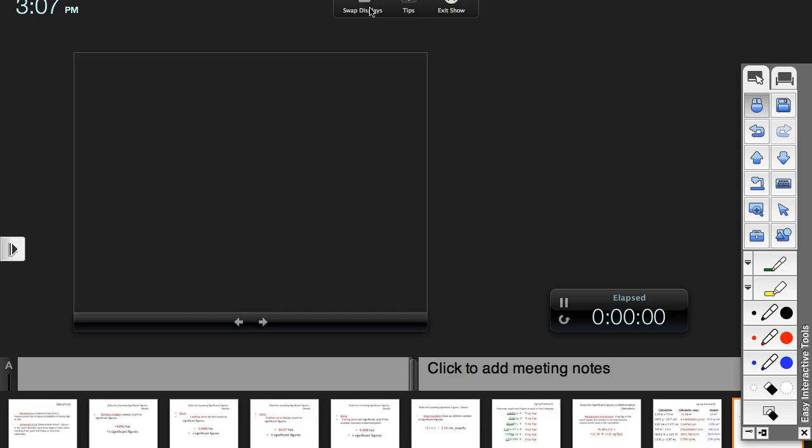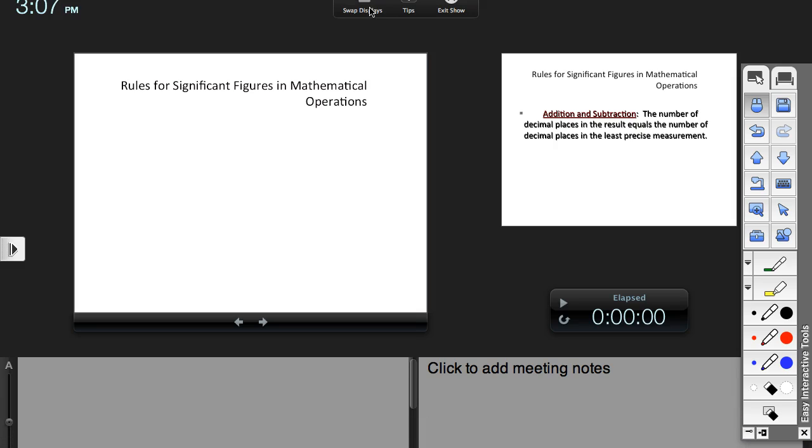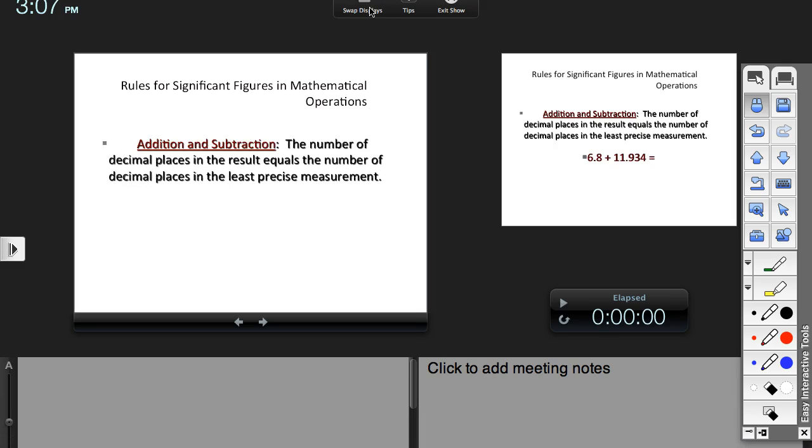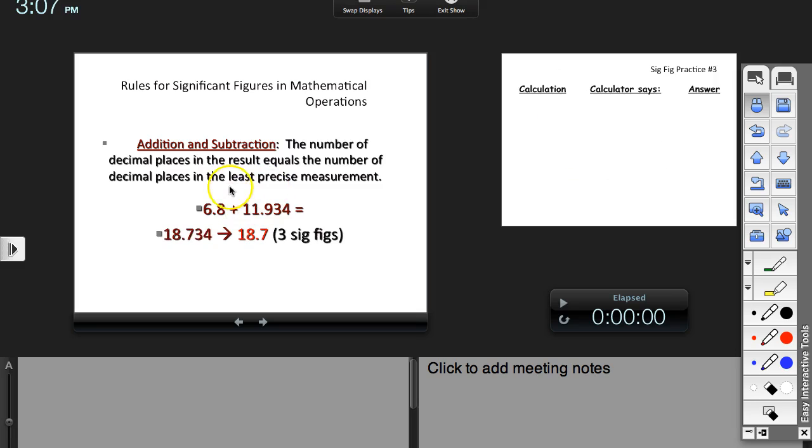All right, so with addition and subtraction, it's a different rule. And so you're going to go with the decimal places that has the same as the one with the fewest. So if I'm looking at my two numbers, I have one decimal place in 6.8. I have three decimal places in 11.934. Okay, I can only have one decimal place in my answer. So you're going to put in your calculator, you're going to get a number, and then you have to use your brain. So here, I can only write down 18.7.